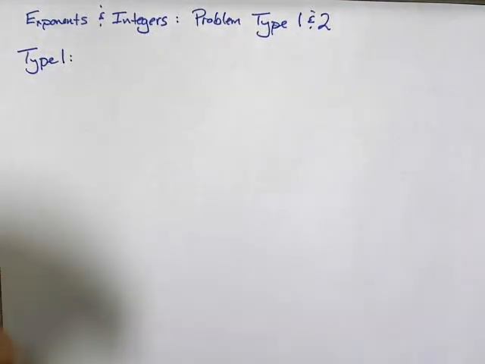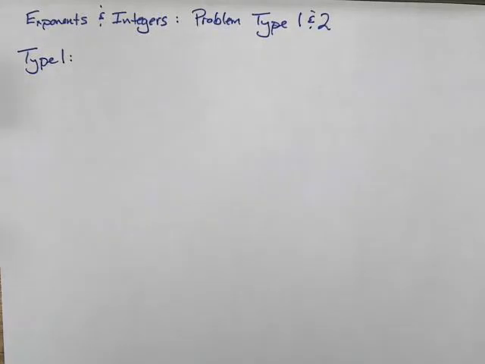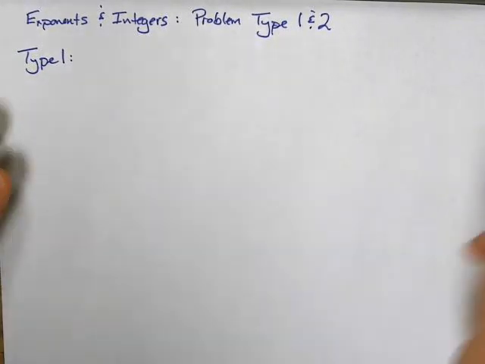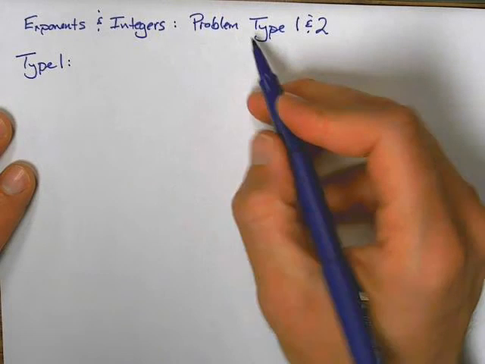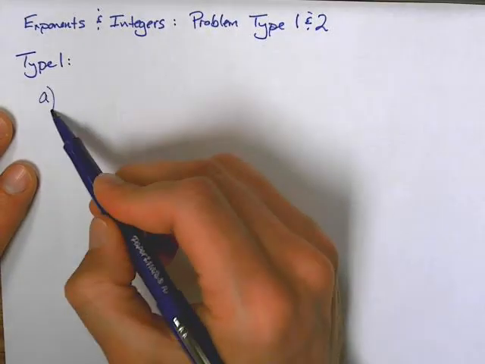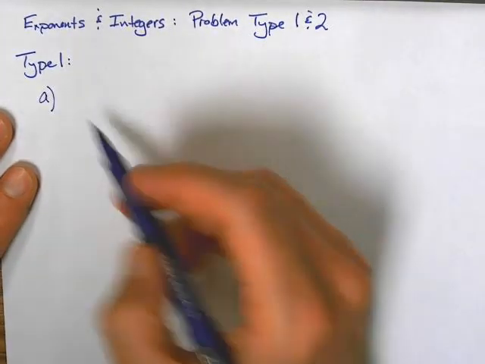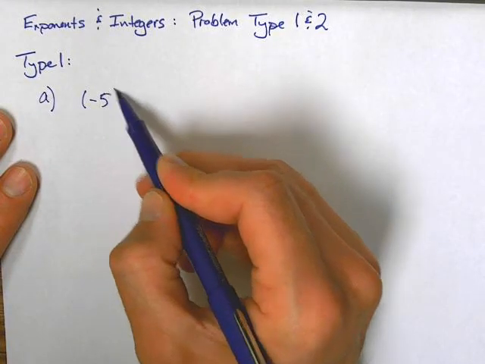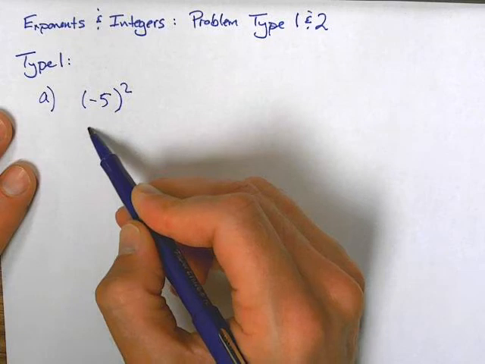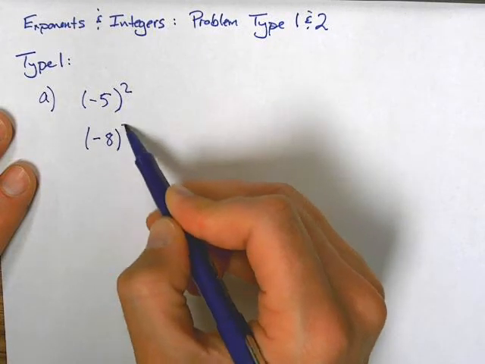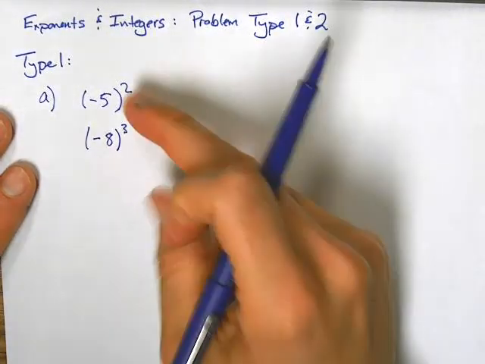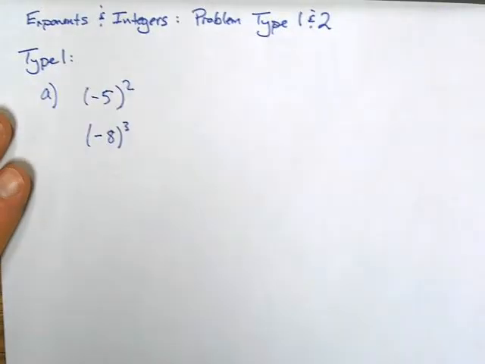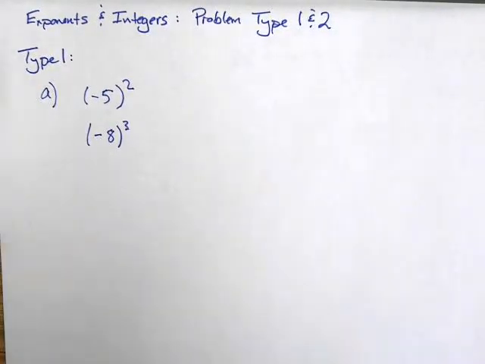In this video, we're going to look at exponents and integers, problems type 1 and 2. So, to begin with, when we look at exponent and integer problems, you're going to see problems that look like this. Let's start off by doing (-5) squared and (-8) cubed. Now, they give you kind of two problems to do as part of one example of the topic.